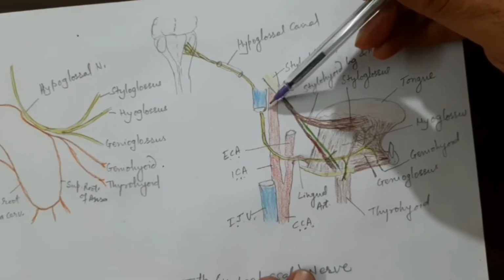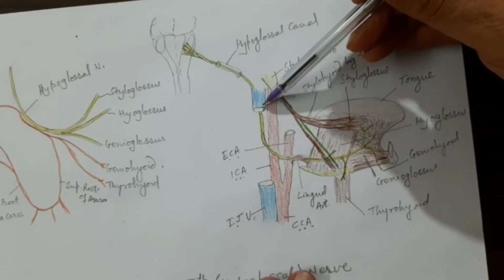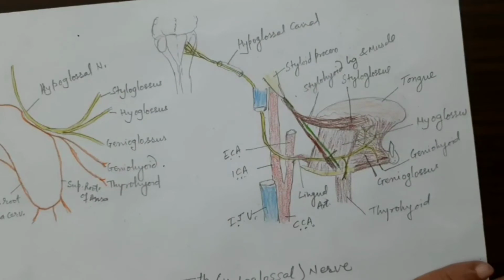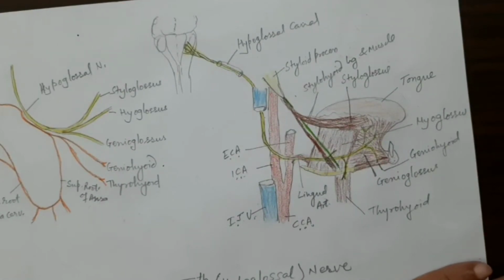These two are structures which are in the carotid sheath. So this nerve will ride between the two, but behind the carotid sheath. Behind, not within the carotid sheath. Then the nerve will lie deep to the styloid muscle. Deep to the styloid.